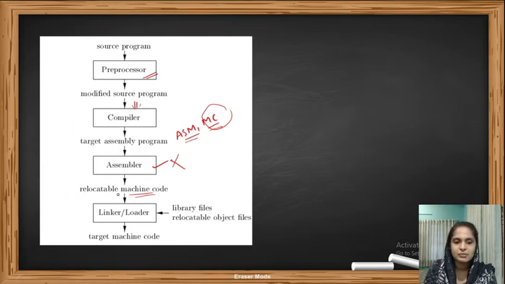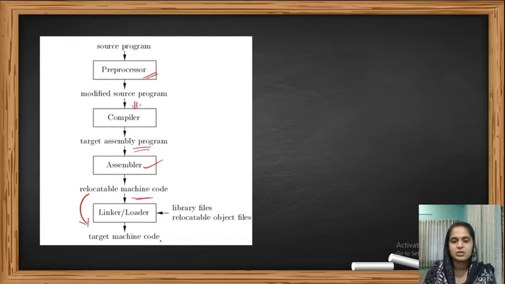But here, let's assume that our object code or the target code is an assembly program. Okay. So the compiler produces an assembly program as output and we use an assembler to convert this assembly program to a relocatable machine code. And finally, a linker or loader will be used to translate this relocatable machine code into the original target machine code. For this conversion, the linker will use some library files as well as relocatable object files. So let's see the details of each of these steps.